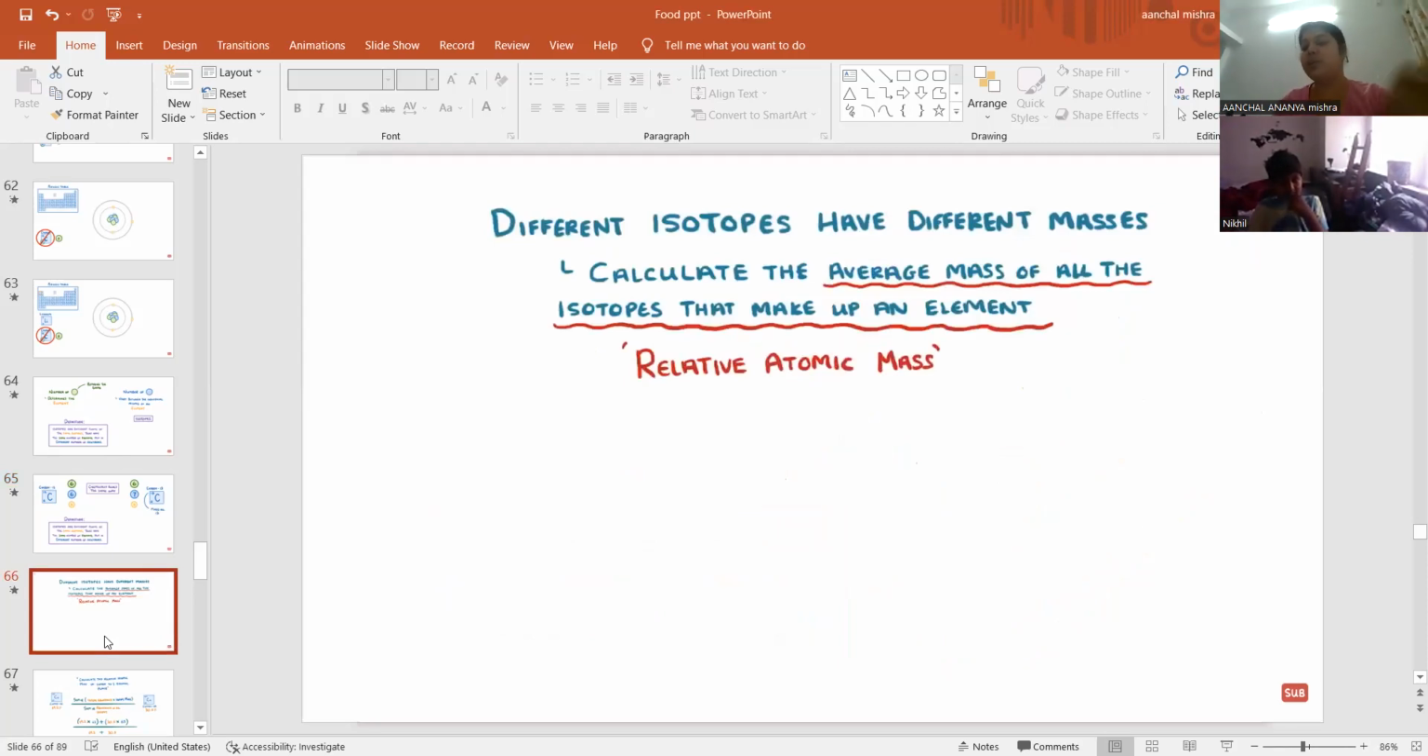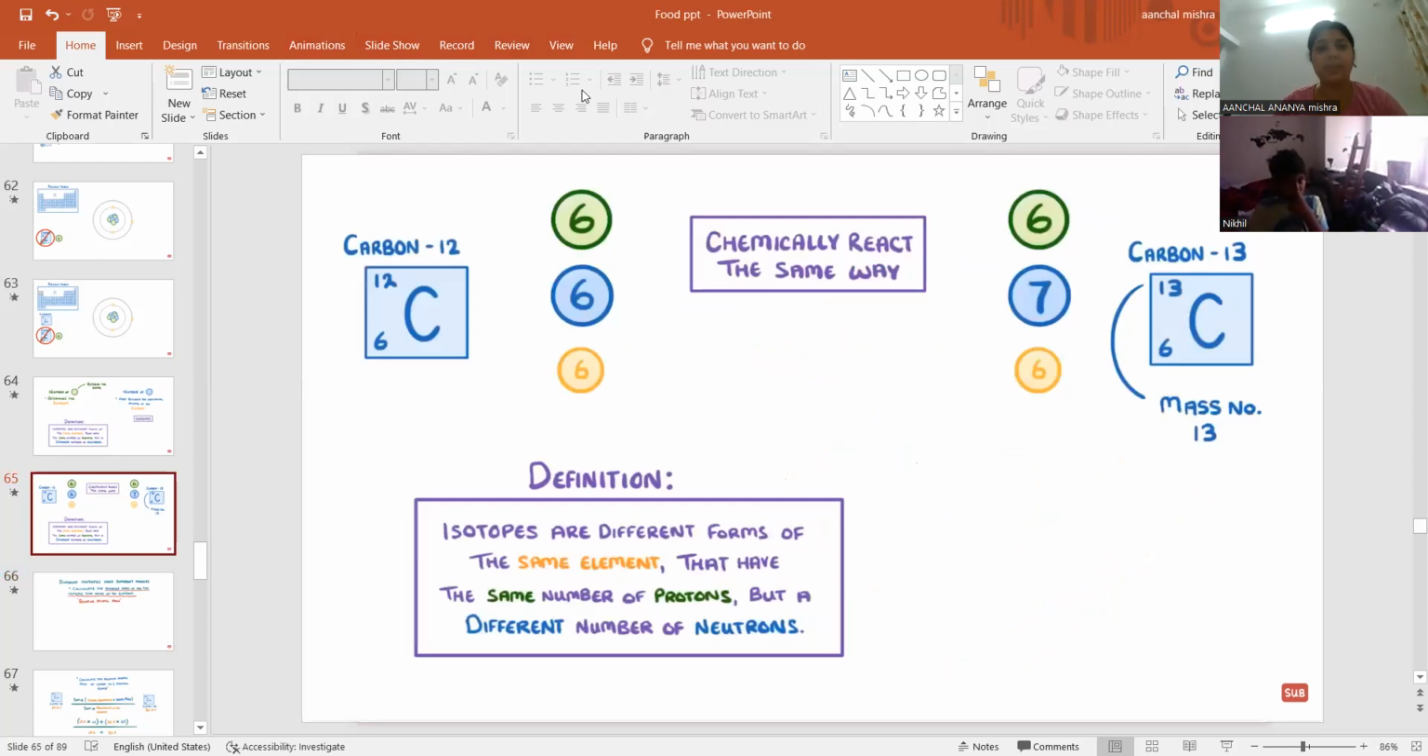the average atomic mass. Suppose we just take this example only. If I give you this carbon 12 and this carbon 13 in a sample of 100 grams, we need to calculate the average mass of this carbon 12 and carbon 13 in this 100 gram sample. So how will we do that? Why do we have to calculate the average masses?